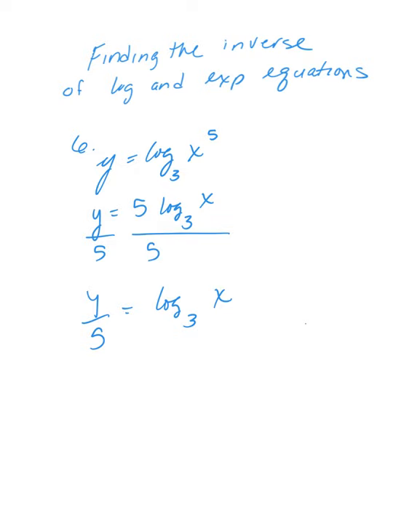When you're finding the inverse of any equation, you're switching the x for the y and the y for the x, and you're leaving the y alone. Okay? So this is going to end up being x over 5 equals log base 3 of y. Now I'm going to put it in exponential form. So 3 is the base to the x over 5 equals y.